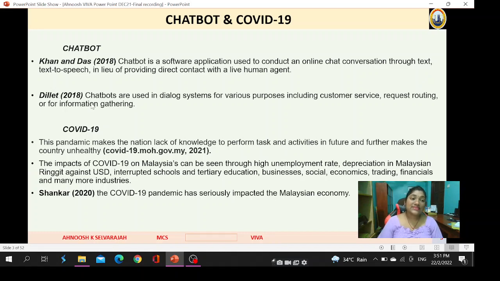Since COVID has affected Malaysia, even the school students are being affected. They can't go to school. Even when the government says you can now go to school, the parents are afraid of sending the kids to school. So they need a proper medium to clear their doubts regarding COVID. The chatbot was the medium, and I've used the chatbot to improve the chatbot performance, so that students start using the chatbot.